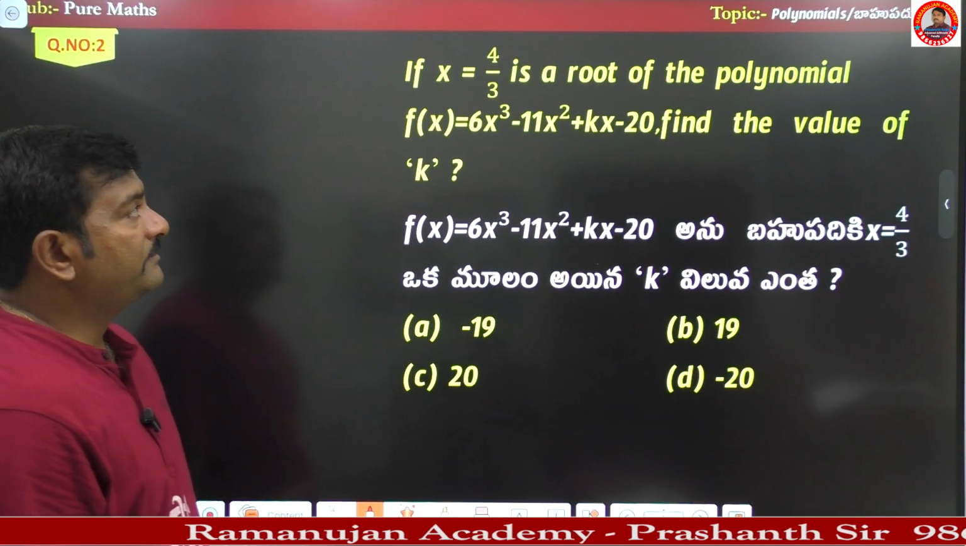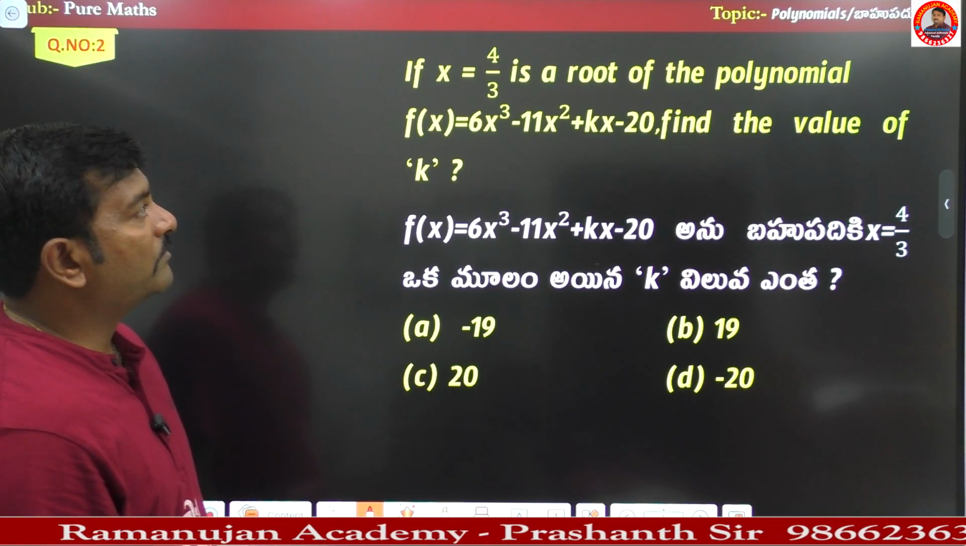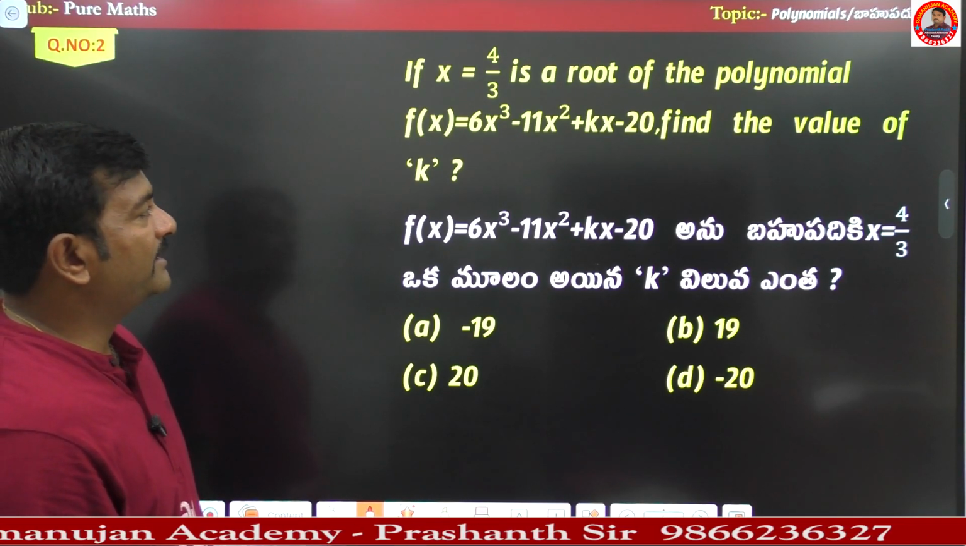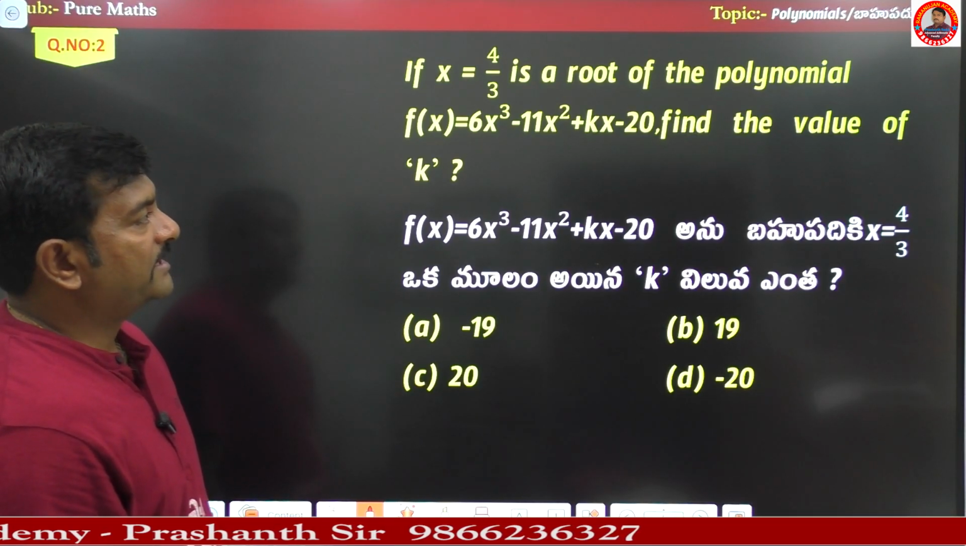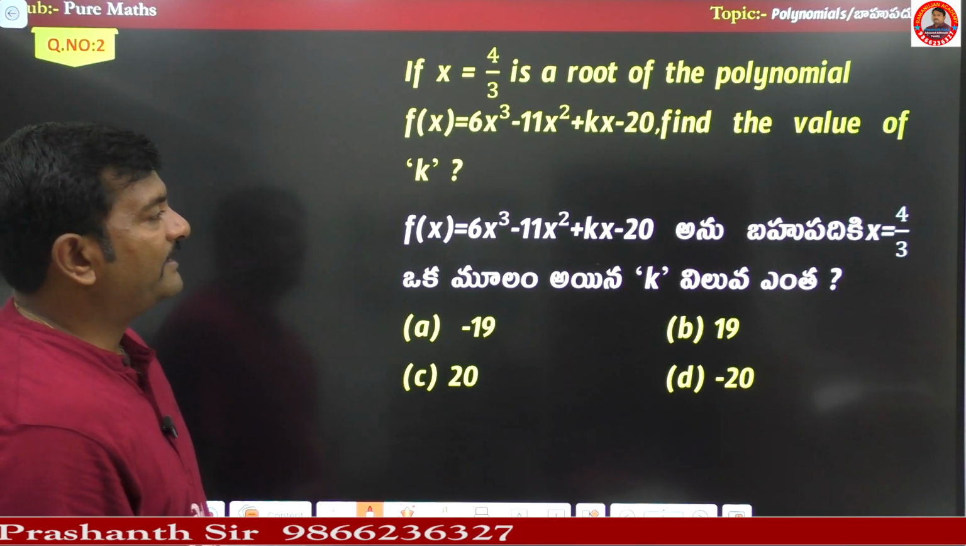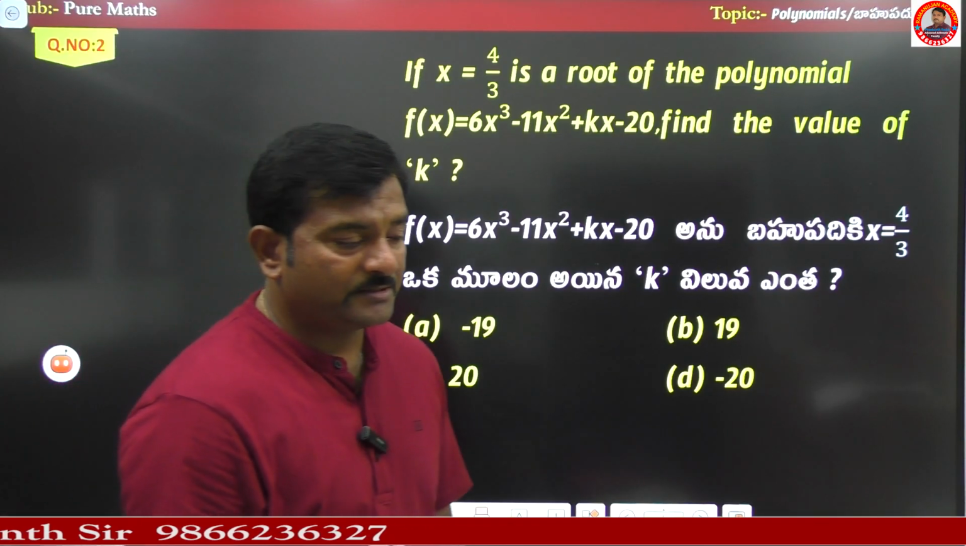Now just observe here. If x equal to 4 by 3 is a root of the polynomial f of x equal to 6x cube minus 11x square plus kx minus 20, find the value of k. He asked to find out the k value.